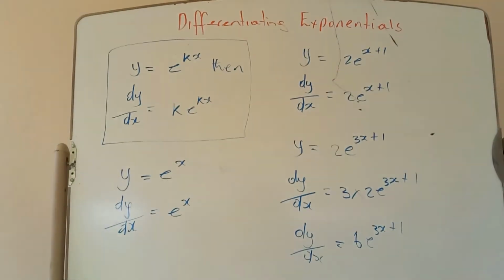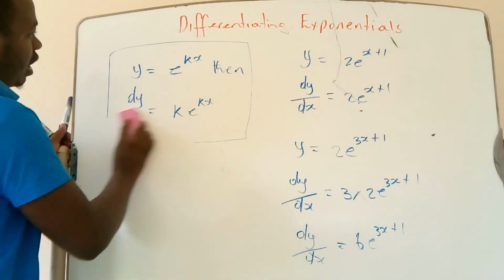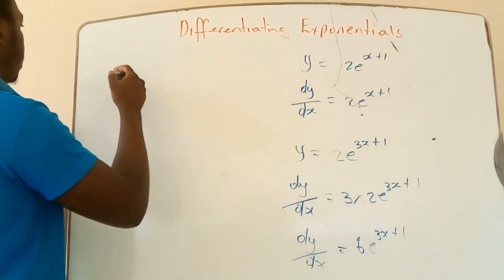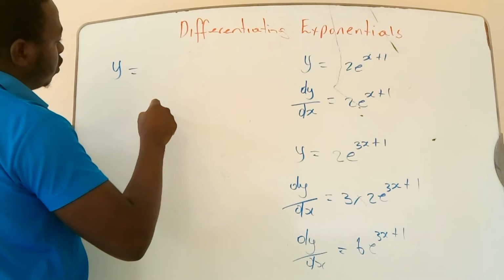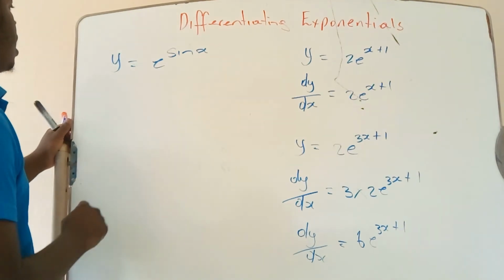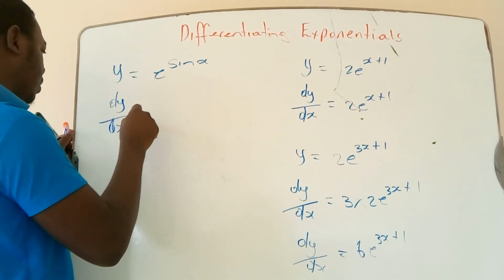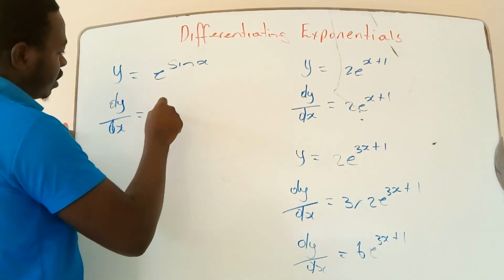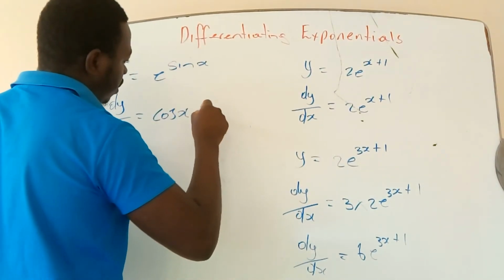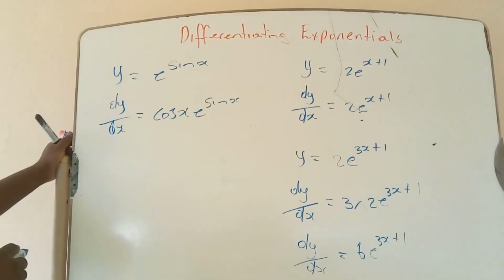Now let's look at another example. Let's say that you have the function y is equal to e to the sine x. Right? You are asked to differentiate this function, therefore dy by dx is equal to, differentiate sine x, you get cos x. Alright? And you just multiply this by e to the sine x. That's it. Let's look at another one.